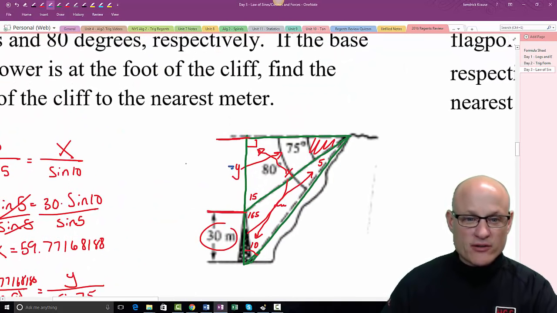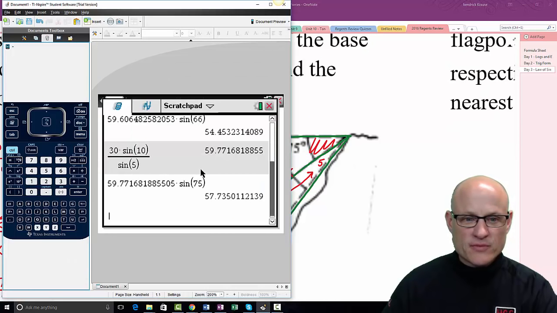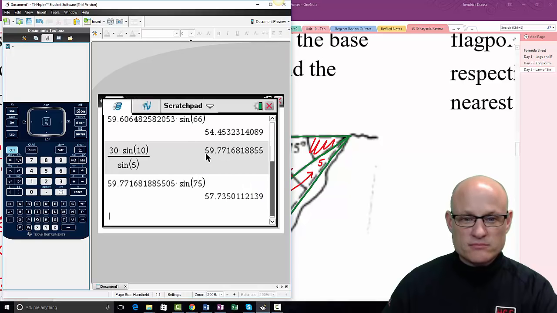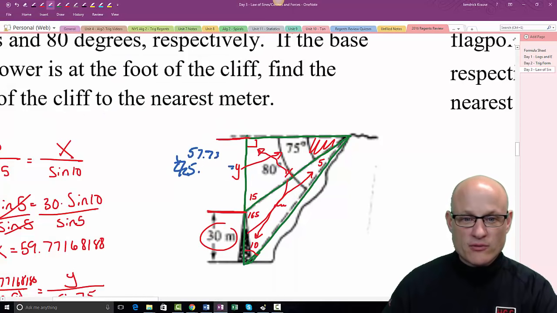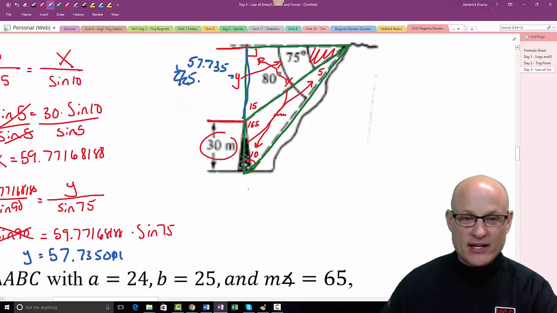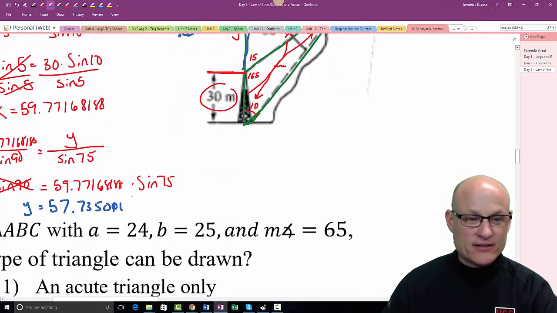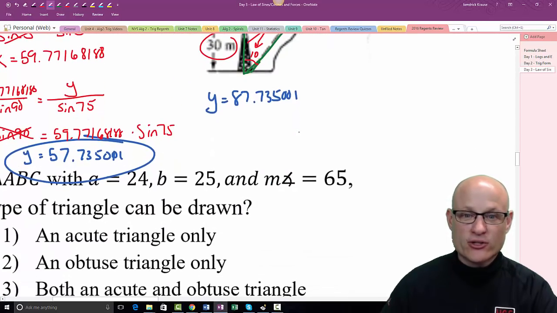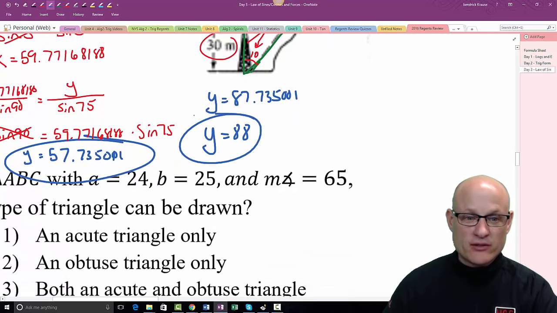That's just this part right here. 57.735, so on and so forth. But that's just this piece. So I got to add the 30 on it. So my final answer is that thing plus 30. So my y equals 87.735001 rounded to the nearest meter. So my answer is y equals 88. Double eights.